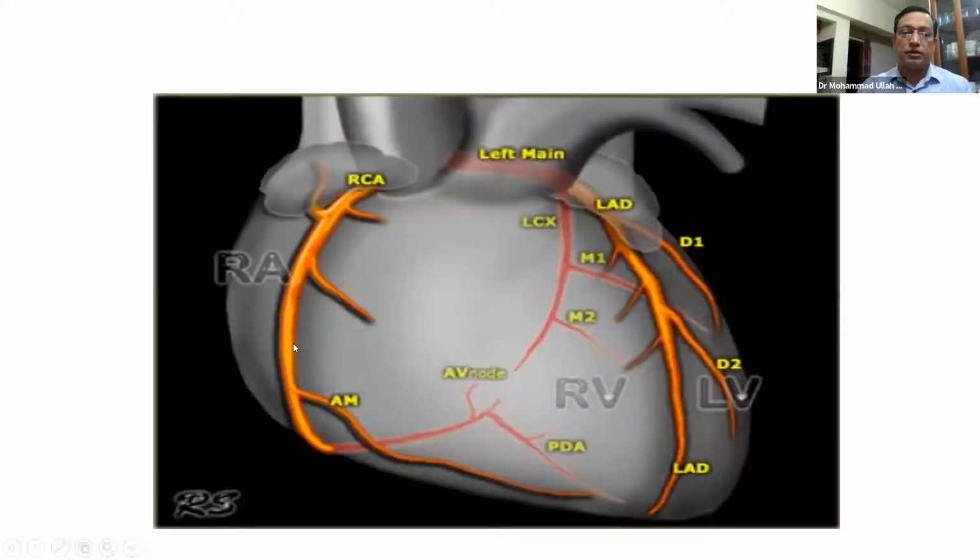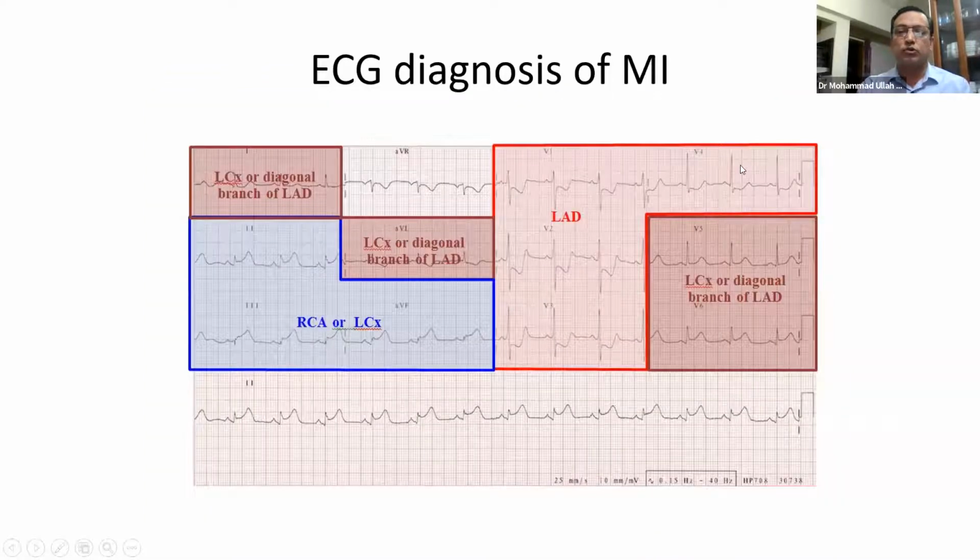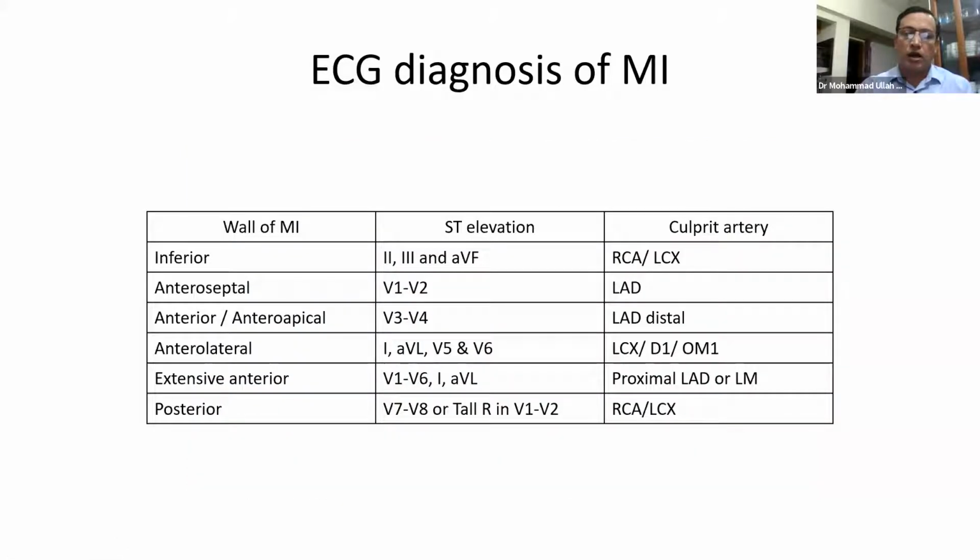So we know very well that the right coronary artery supplies the inferior part of the left ventricle and also the right ventricle, and also the infarct area, anterior area, also the distal one-third of the inferior surface of the left ventricle, and also the anterolateral part. So by defining that, if we get ST elevation MI in the inferior leads, the most likely diagnosis is that the lesion is either in the right coronary artery or left coronary artery. If it is in the anterior leads, mostly it is in the left anterior descending artery. If it is in the anterolateral leads, most likely the lesion is in the left circumflex or the branches of the left anterior descending artery. So this is how we define it.